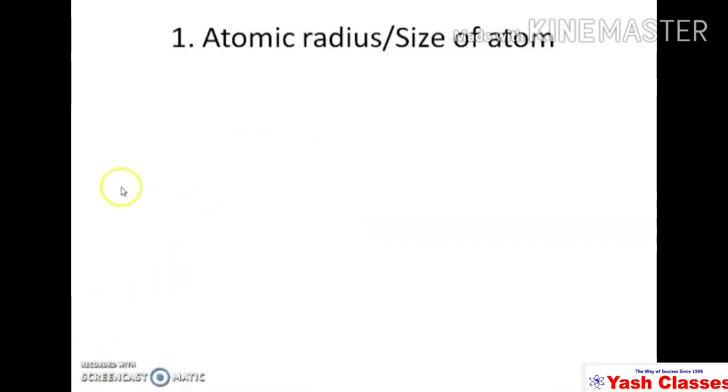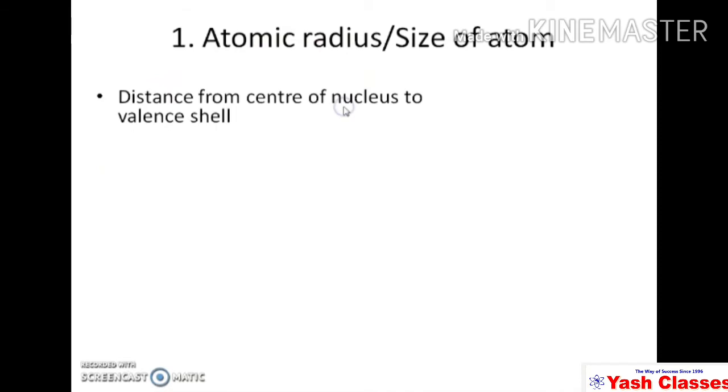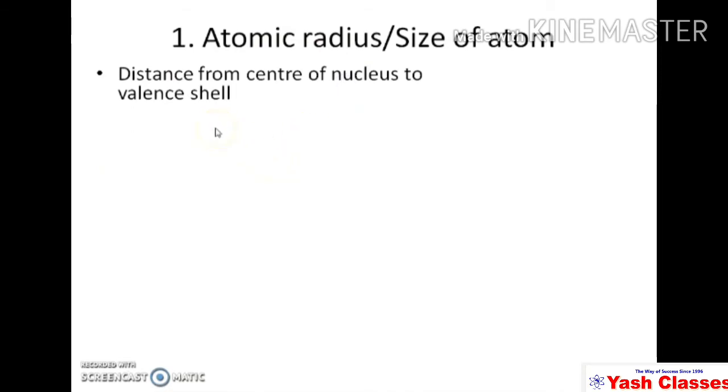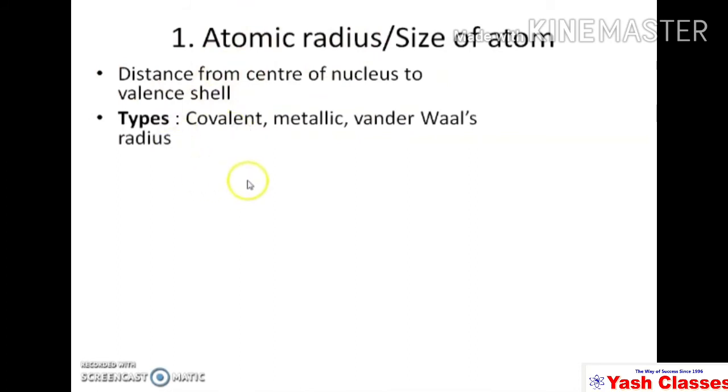Now the first physical property is atomic radius, or size of atom. It is the distance from the center of the nucleus up to the outermost electron or valence shell. That distance is called the atomic radius, and the greater the atomic radius, the greater the size of the atom. There are four types of atomic radii: covalent radii, metallic radii, van der Waals radii, and ionic radii. These are the types of atomic radius.